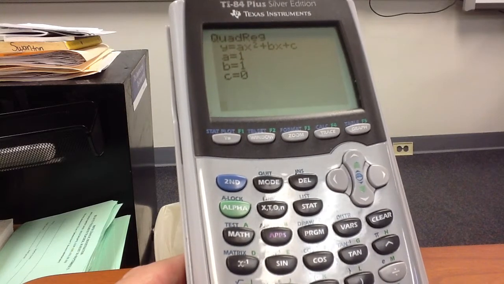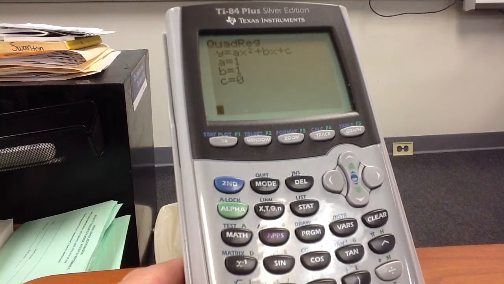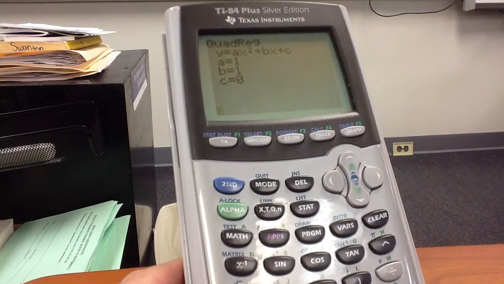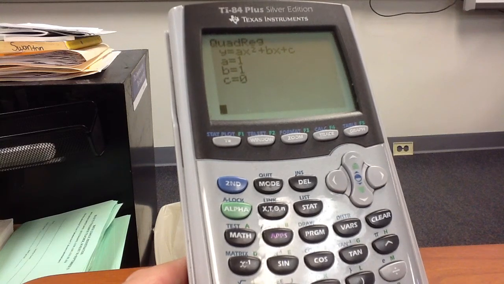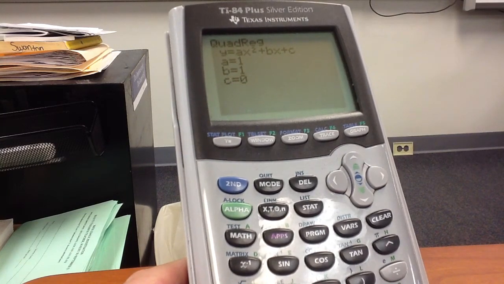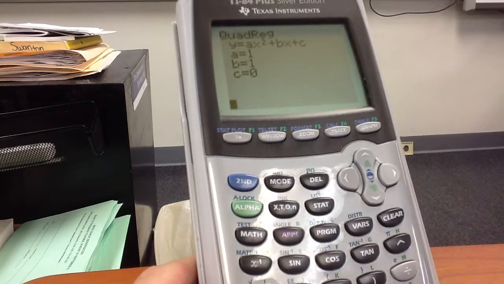Now keep in mind, quadratic equation, ax squared plus bx plus c. This one has an a value of 1, a b value of 1, and a c value of 0. So that equation would be x squared plus x. Y equals x squared plus x.